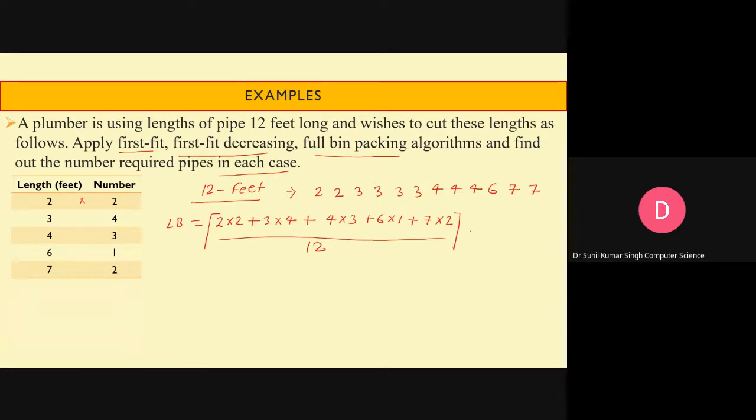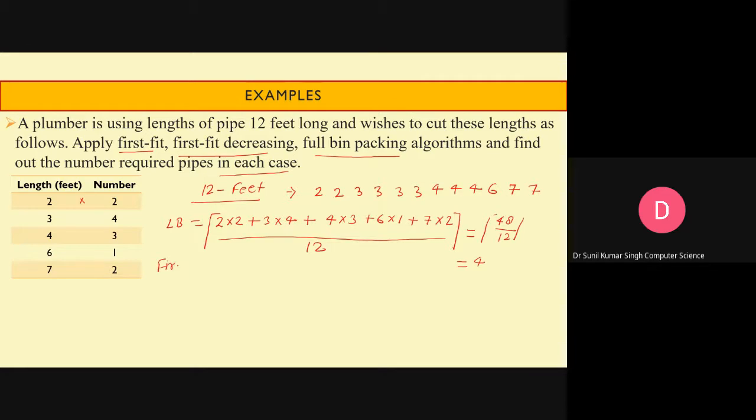So what will be its value? The summation is 48, right? Yes. So 48 divided by 12, and it will be 4. Now apply the first fit algorithm.